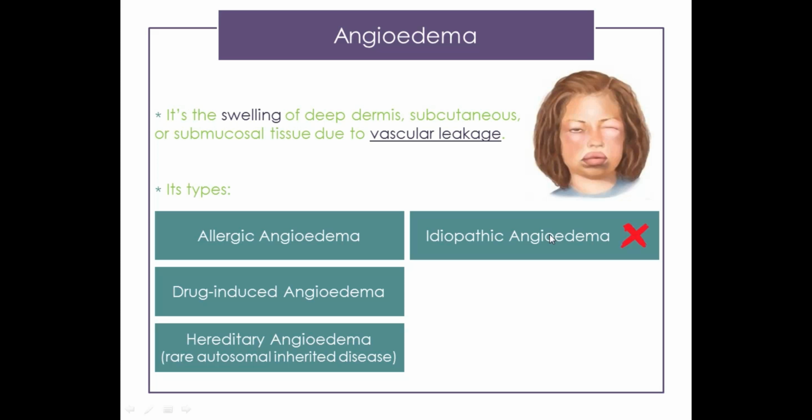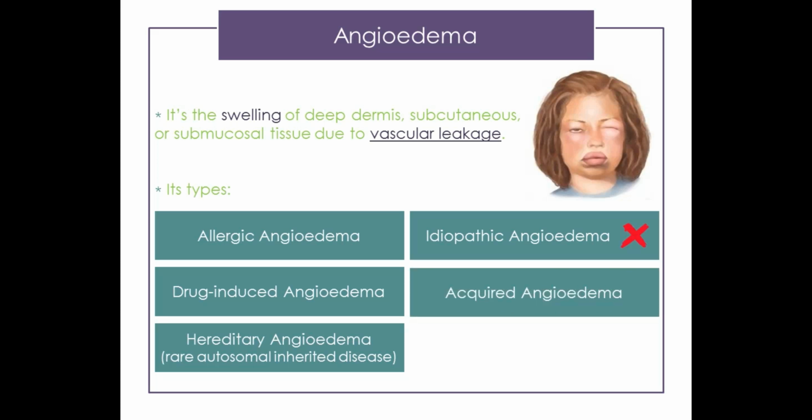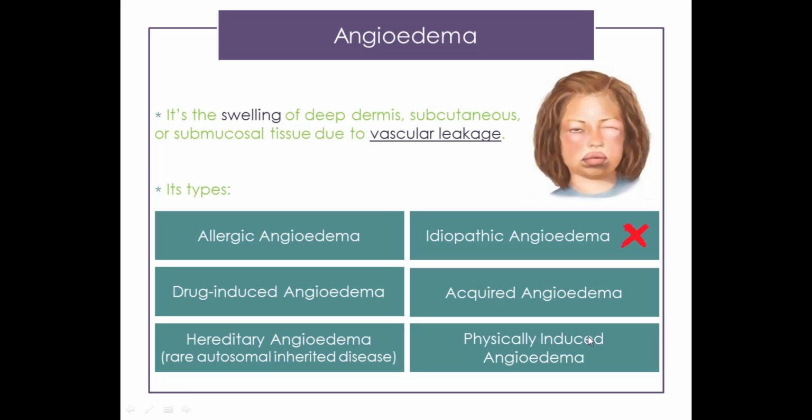angioedema cases happen because of autoimmune diseases like SLE. The other type is acquired angioedema, and I will talk about it later. We have also physically induced angioedema. It happens because of being exposed to excessive temperature, or because of radiation, or because of trauma, or other things like that.